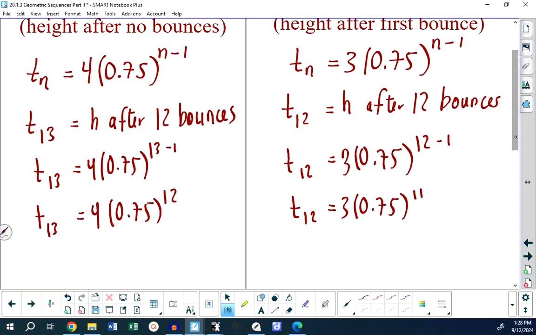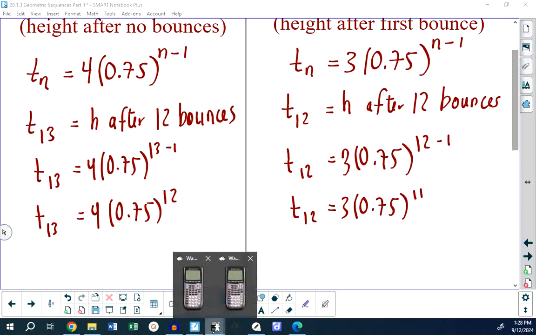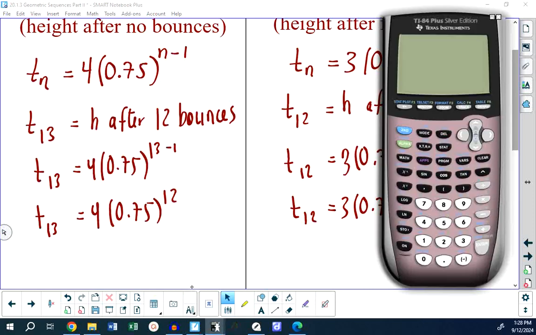Because 4 times 0.75 once will give you the 3. And then you have 11 more multiplications. They're going to be the same. And you can convince yourself of that. Well, I'll do it for you, or with you, on the calculator here.